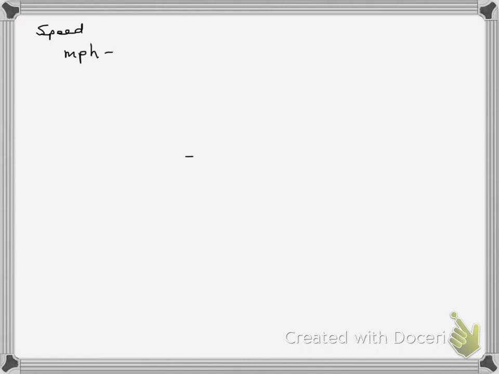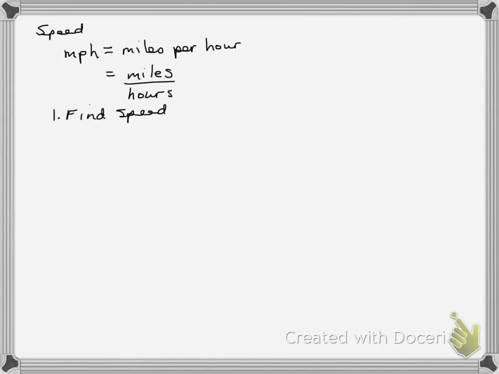That means miles per hour. So mph means miles per hour, or how many miles for every hour on average. Or we could say miles divided by hours. So there are several things I could ask you to find. I could ask you to find the speed. And simply to find the speed, I'm using this definition. If I know the number of miles, I would take my miles and divide it by the number of hours.